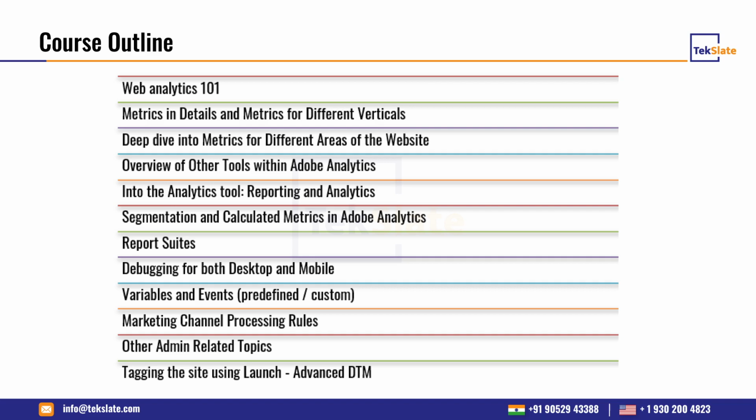Then comes the variable and event part. Like I said earlier, there would be custom variables, custom events, and even predefined or standard ones. Both are the same thing. There are different types of predefined or standard variables, like standard, automatic, configuration, etc. We will talk about when those are used, and what the use case is for using different types of variables. Then we will touch base upon marketing channel processing rules.